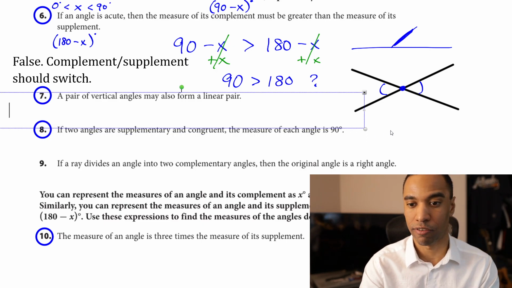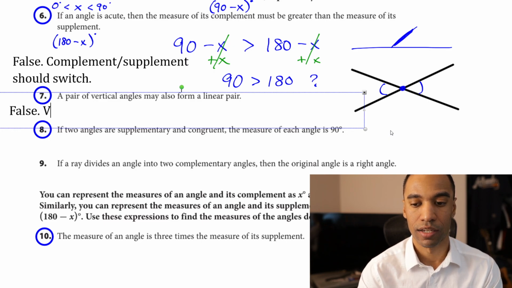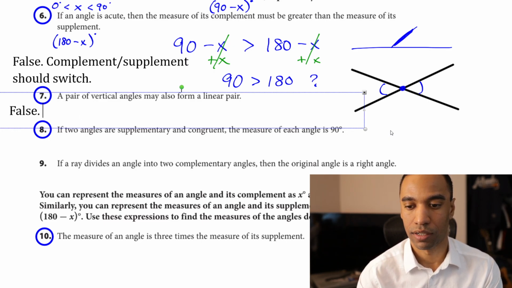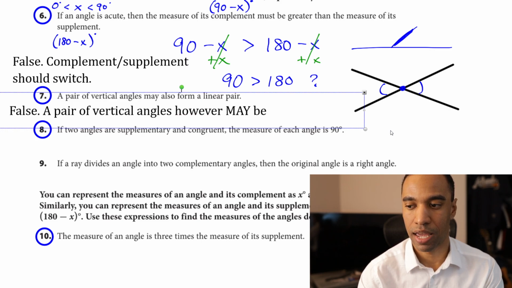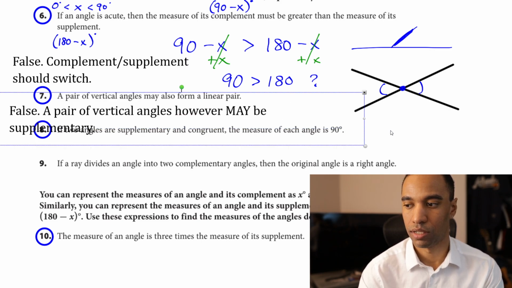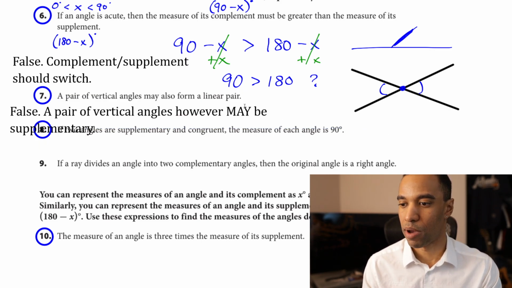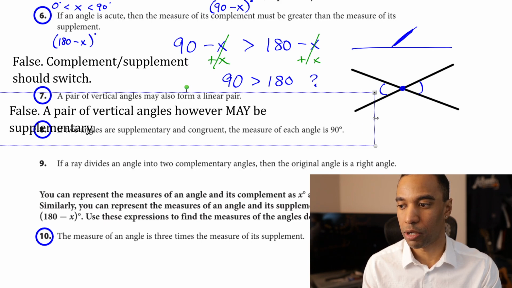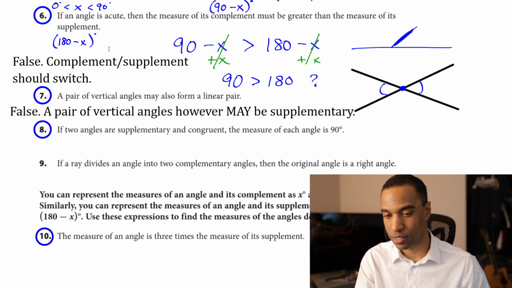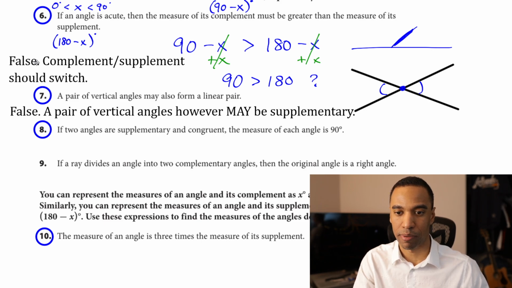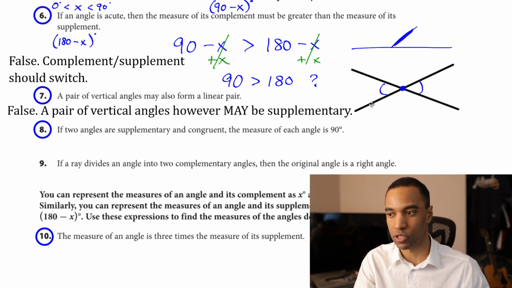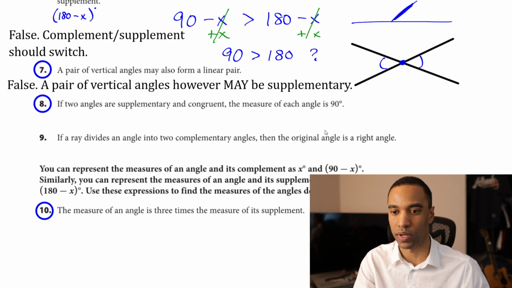It's possible for the vertical angles to be 90 and 90. A pair of vertical angles, however, may be supplementary. It's possible for them to be supplementary, and linear pairs are supplementary, but to be a linear pair, they have to be adjacent. That's strictly what vertical angles cannot be. But if they were both 90 degrees, they would add to 180.